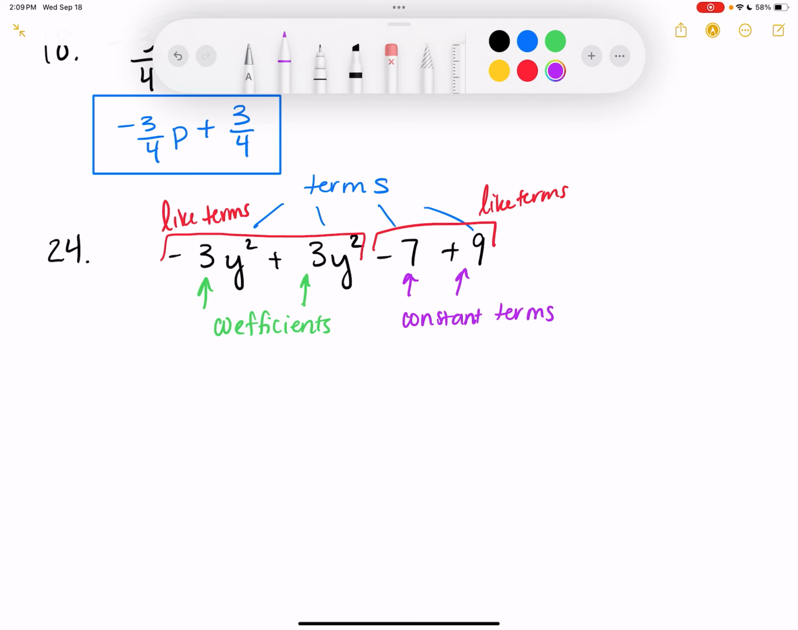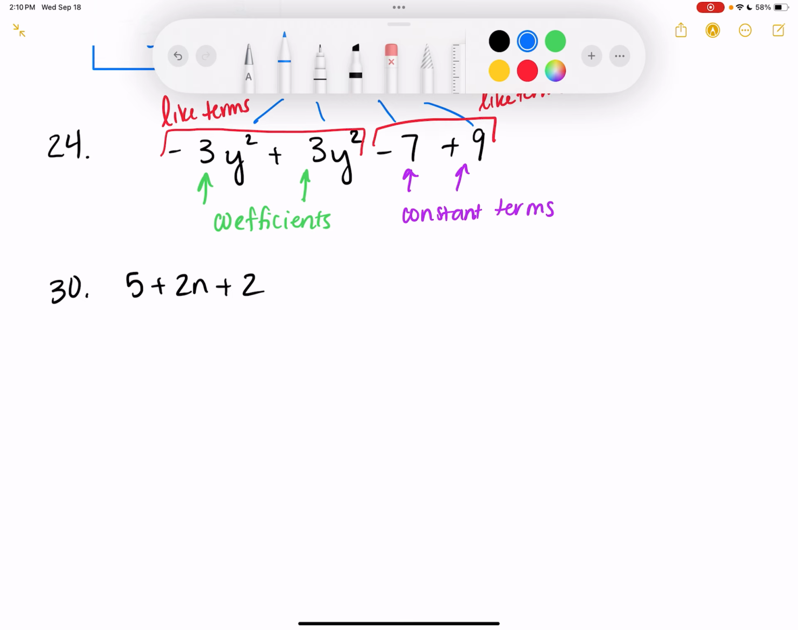All right, simplifying the expression. Number 30: 5 plus 2n plus 2. When they say simplify the expression, they mean combine like terms. So what would this one become? 2n plus 7. Leave it and put it in my favorite order.